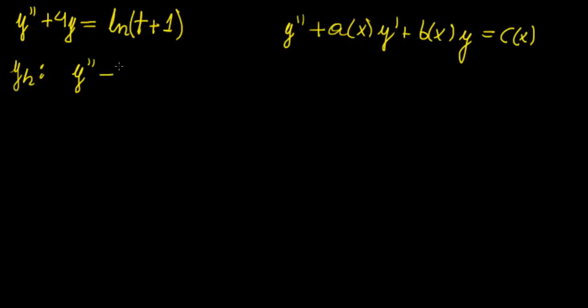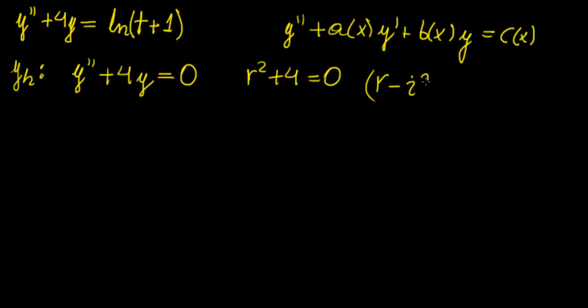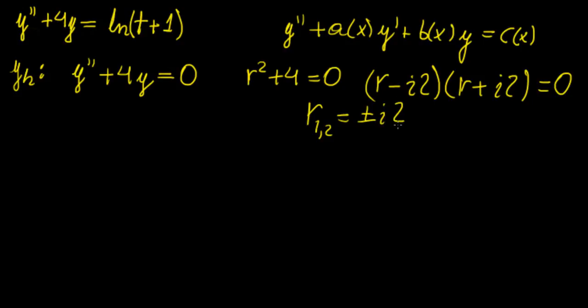for the equation y'' + 4y = 0. So this is a second order homogeneous equation with constant coefficients, so we can use the general solutions we know of. So we find a characteristic equation, and then the roots are going to be (r - 2i)(r + 2i) = 0. So we have complex roots, so r1,2 is going to be equal to ±2i.